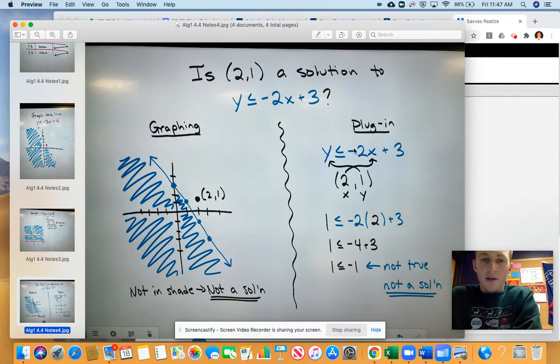Another way we could do it, we could just plug in the x and the y. So we have y is less than or equal to negative 2x plus 3. We're going to plug in our y and our x, so 1 is less than or equal to negative 2 times 2 plus 3. And eventually we see that 1 is less than or equal to negative 1. Well, that's not true. 1 is bigger than negative 1. So again, it's not a solution.